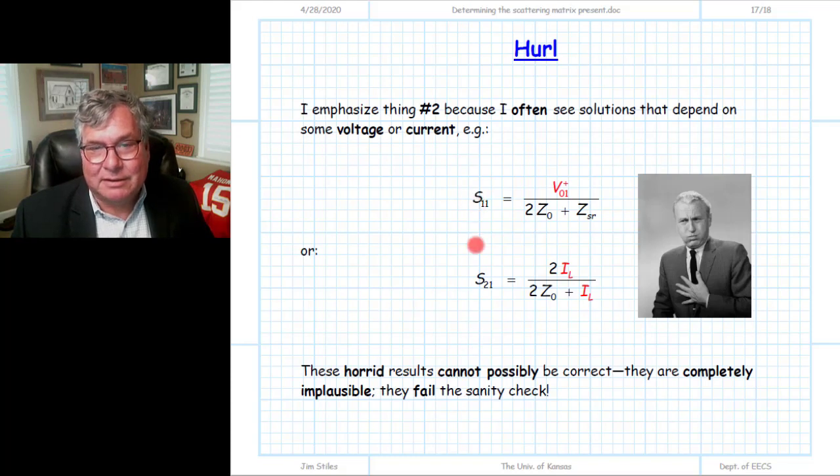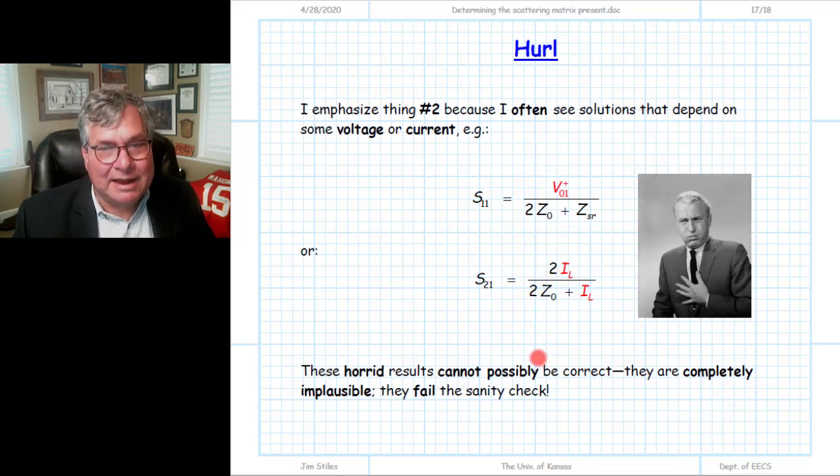And these results can't possibly be correct. The scattering parameters of a device don't change if we change some voltage or we change some current. Scattering parameters define the physical reality of the device. They are what they are, whether that device is in one circuit or another circuit, whether it's sitting in your desk drawer. The scattering parameters don't change dependent on some external stimulus like a current or voltage. So they have to depend on things like Z0 and some impedance, some length of transmission line, whatever the physical parameters of the device are, but they cannot depend on voltage and current.